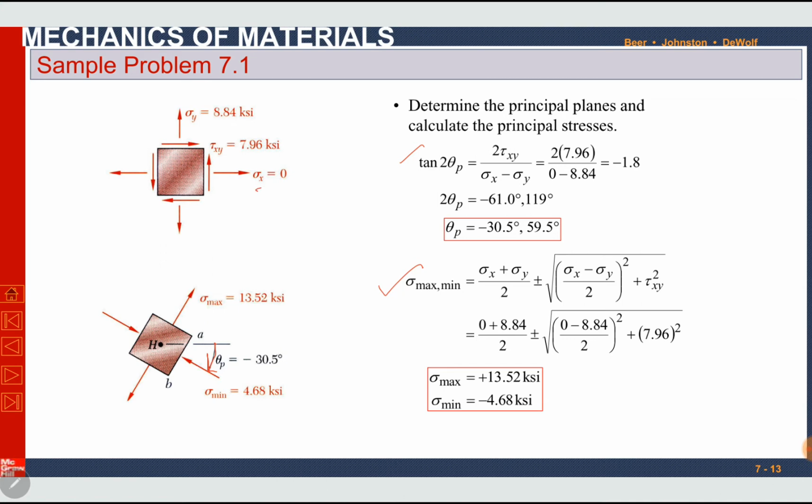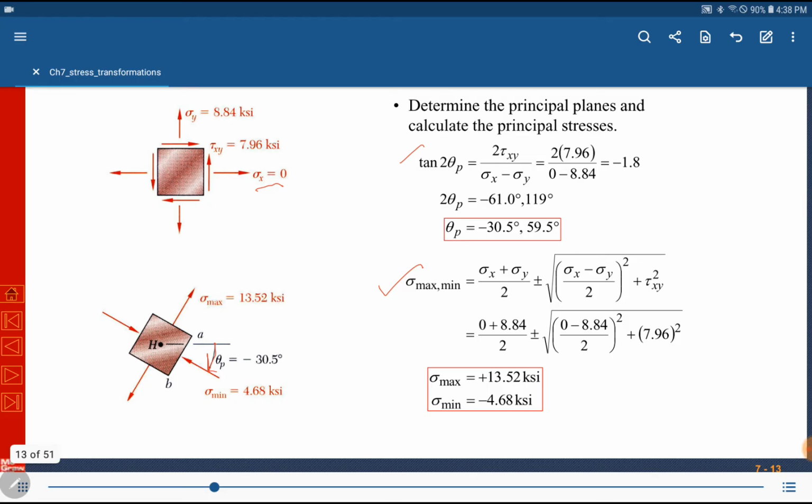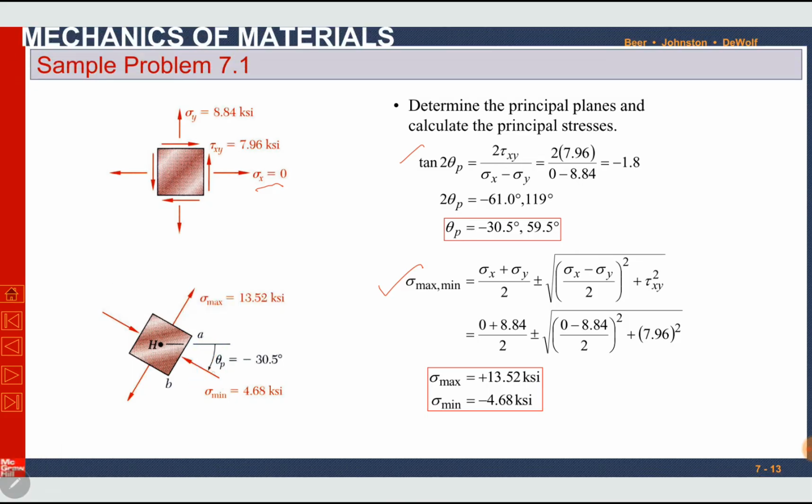Sigma x was 0, sigma y was 8.84. So sigma minimum will be after rotating sigma x by an angle theta p. This is sigma minimum because sigma x is less than sigma y. Sigma maximum is after rotating y dash. This is sigma y maximum. When sigma is maximum or minimum, these are principal stresses, so there is no shear stress.